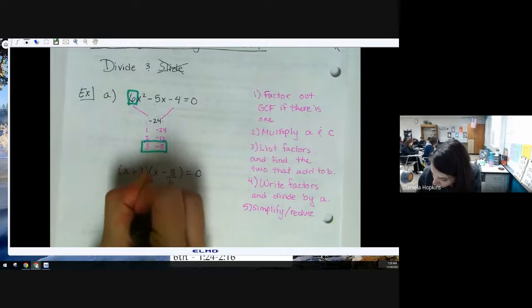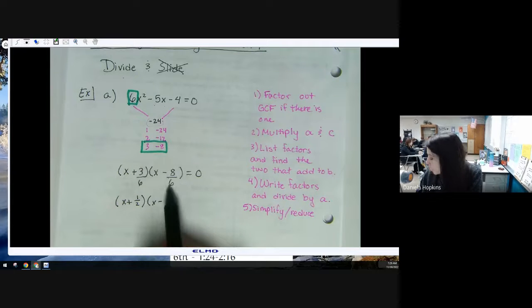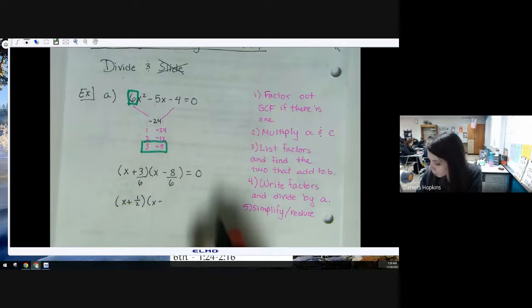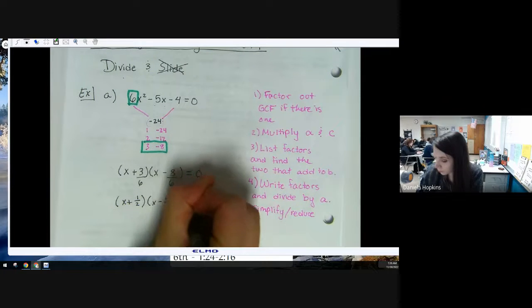So it'd be x plus 1/2. And this would be x minus, these are both reducible by 2, right? 8 divided by 2 is 4. 6 divided by 2 is 3, equals 0.